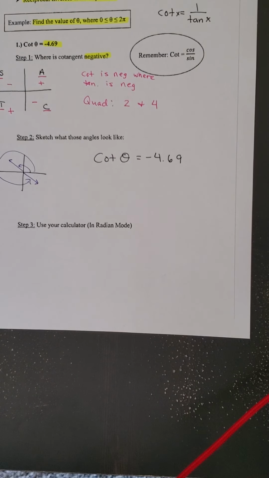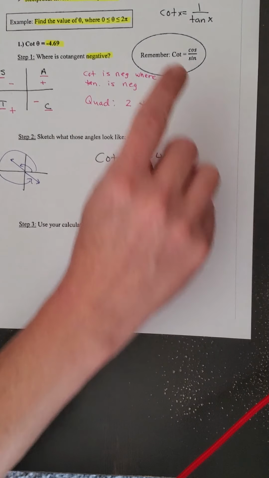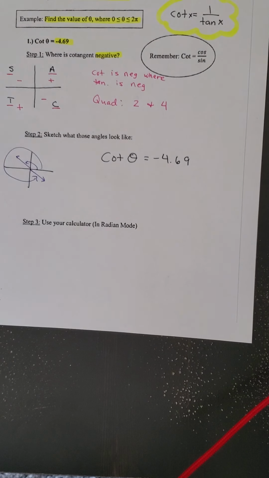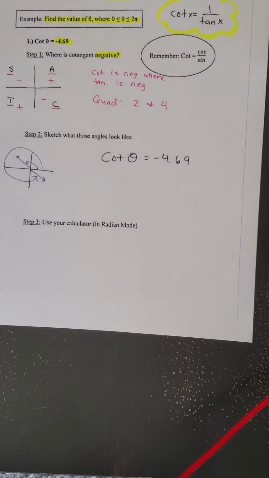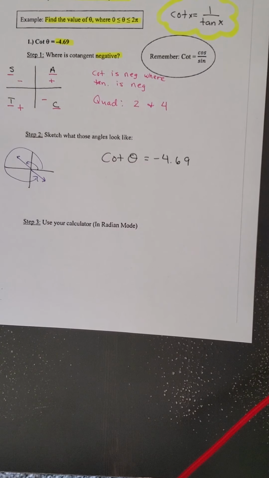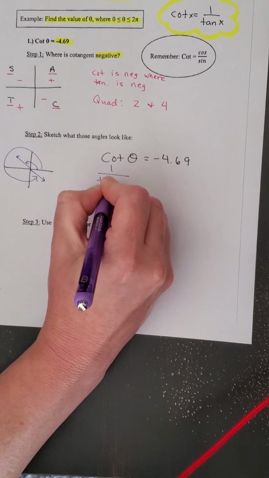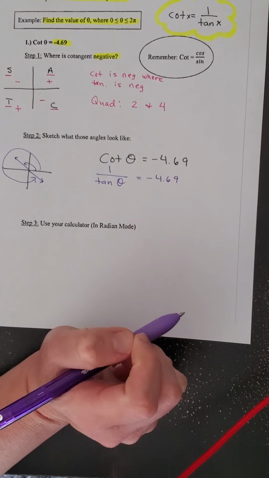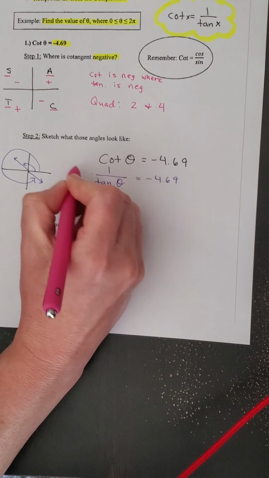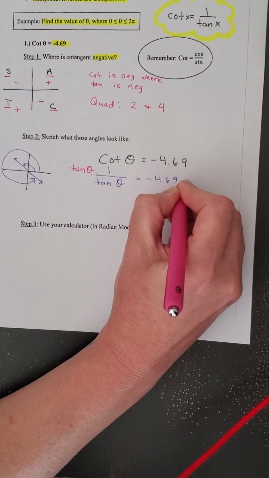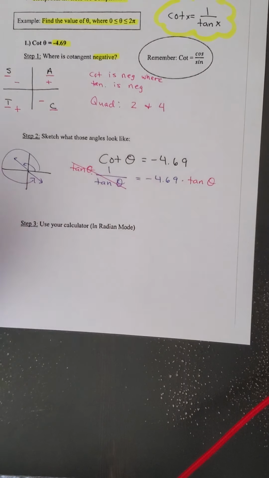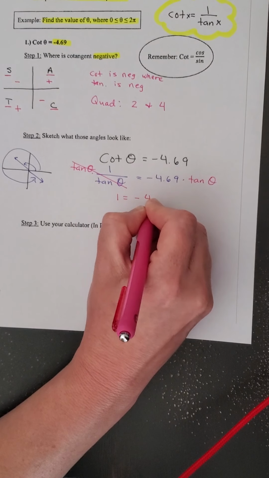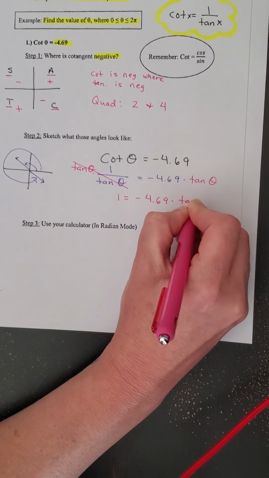So what we're going to do is replace cotangent with something that we do know. And like I said, I think this one is more important for us. I'm going to use this identity, that cotangent is 1 over tangent. So I'm going to rewrite this as 1 over tangent theta equals negative 4.69. Now, I want to get tangent theta out of the denominator. And so to do that, I would multiply both sides by tangent theta. And so I would have that 1 is equal to negative 4.69 times tangent theta.